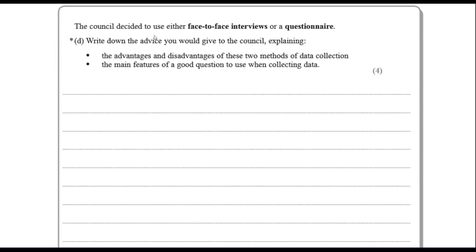The council decided to use either a face-to-face interview or a questionnaire. So we've got two options. Write down the advice that you would give to the council, explaining the advantages and disadvantages of each method of data collection, the main features of a good questionnaire to use when collecting data.